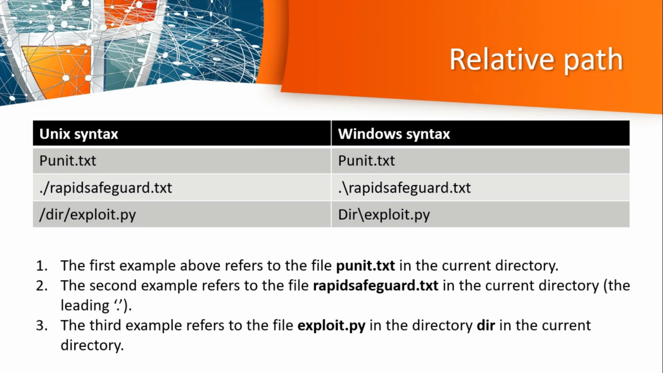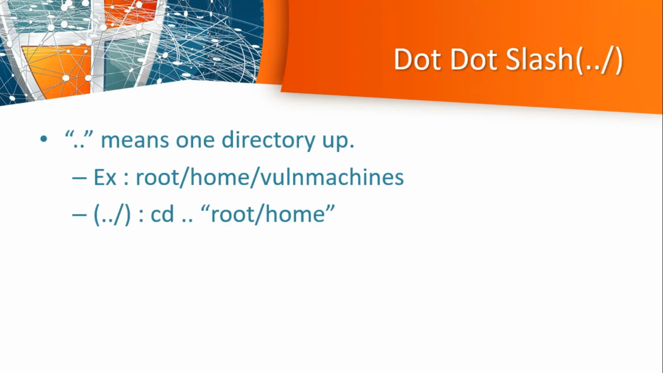As you can see in the example, Puneet.txt is in the current directory. In the second example, rapidsafeguard.txt is in the current directory, but it is mentioned with a dot and / in the Unix system, and in the Windows system with a dot and backslash. In the third example, the exploit.py file refers to the directory dir, the current directory, so ./dir, and in the Windows path, the dir is with a backslash as mentioned.